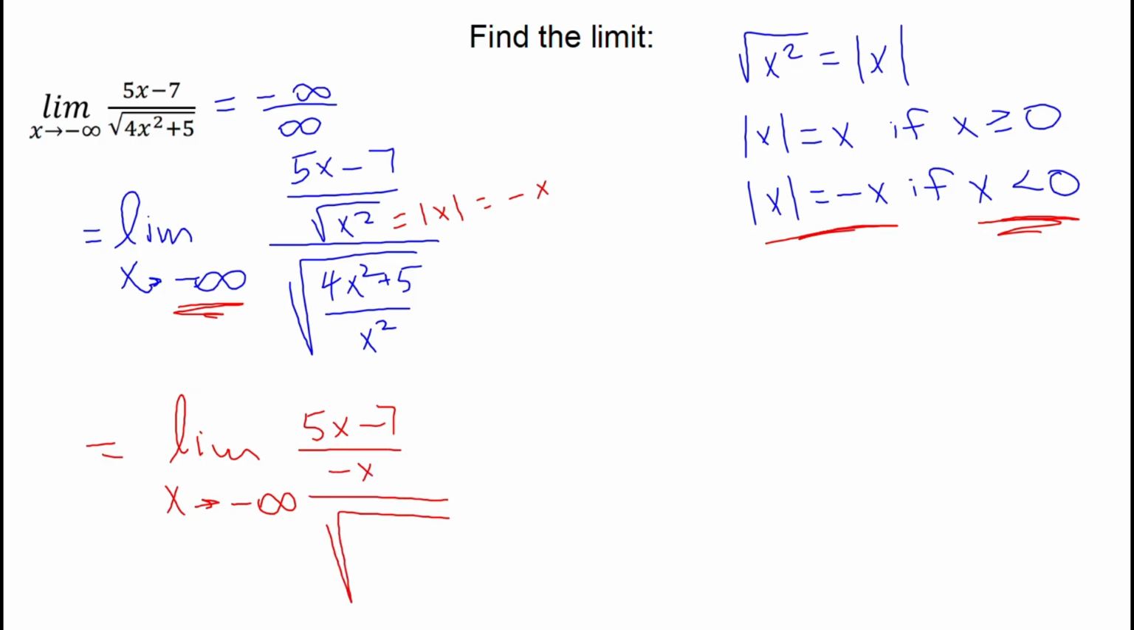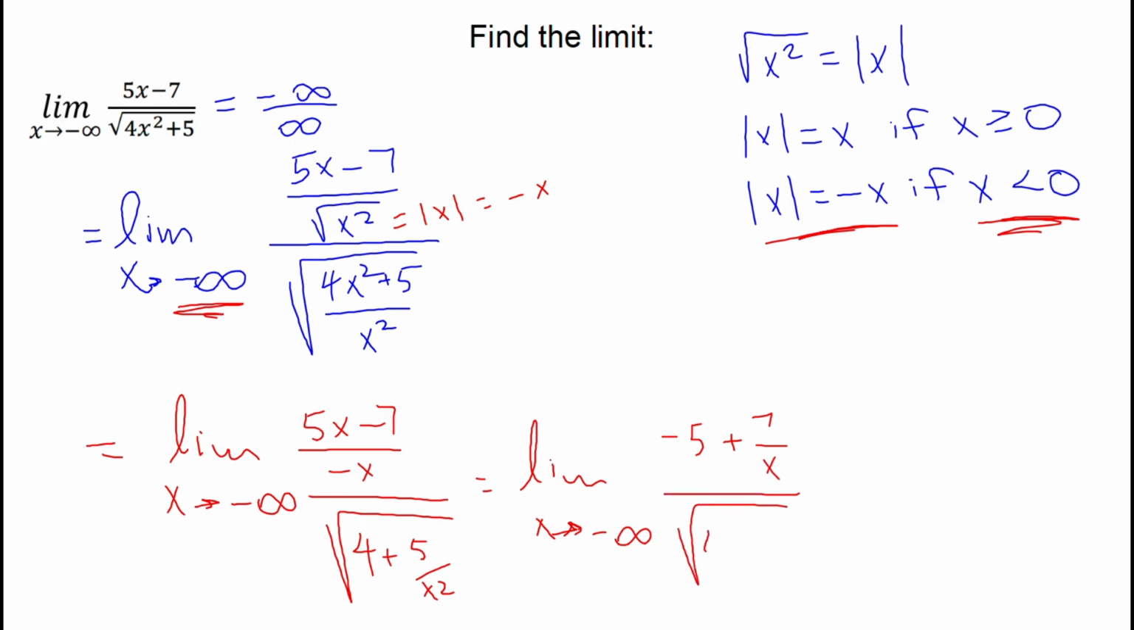And then in the denominator, we just have the square root of 4 plus 5 over x squared if we simplify that out. As we continue on, we should get the limit as x approaches negative infinity. And now when we divide 5x by negative x, we get negative 5, and negative 7 by negative x, we get plus 7 over x. Our denominator still looks the same.